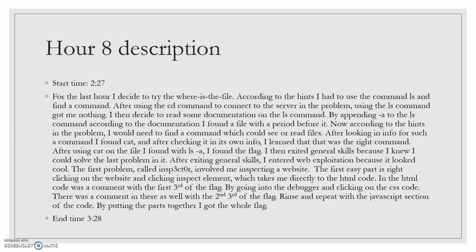I then exited general skills because I knew I could not solve the last problem in it. After exiting general skills, I entered web exploitation because it looked cool. The first problem, called inspector with fun number letters, involved me inspecting a website. The first easy part is right-clicking on the website and clicking Inspect Element, which takes me directly to the HTML code. In the HTML code, there was a comment with the first third of the flag. By going into the debugger and clicking on the CSS code, there was a comment in there as well with the second third of the flag. Rinse and repeat with the JavaScript section of the code. By putting parts together, I got the whole flag.